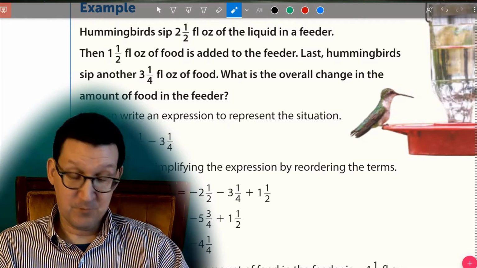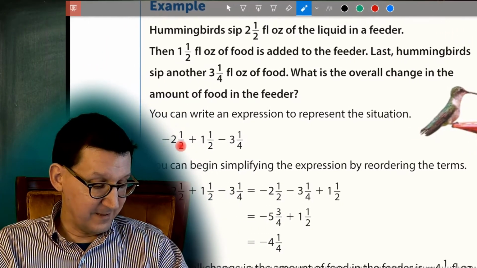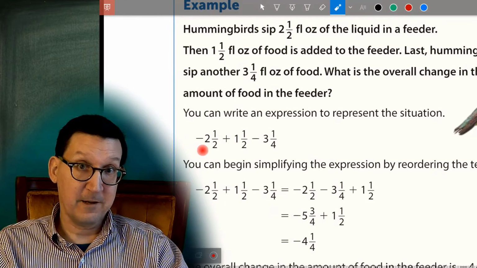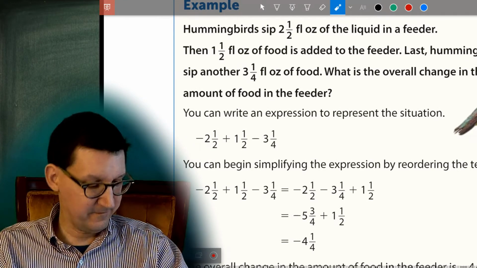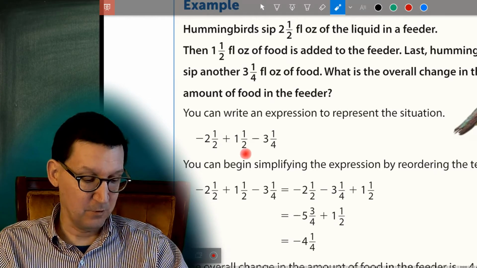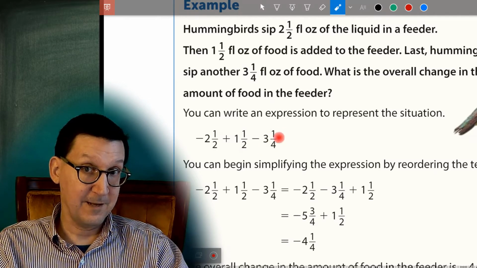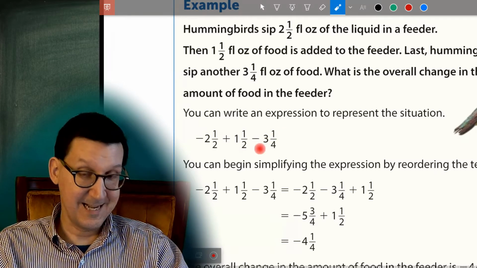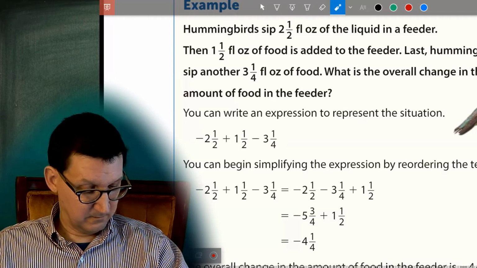And you can write an expression to represent the situation as they have done. See, we start off with negative 2.5 because that's how much they drank, right? So at some point, they drank 2.5, so it's going down 2.5. That's why it's a negative 2.5. Then you add more, that's plus 1.5. And then they drink 3 1/4 ounces more, so it's going down by 3 1/4. So then we reorder the terms.